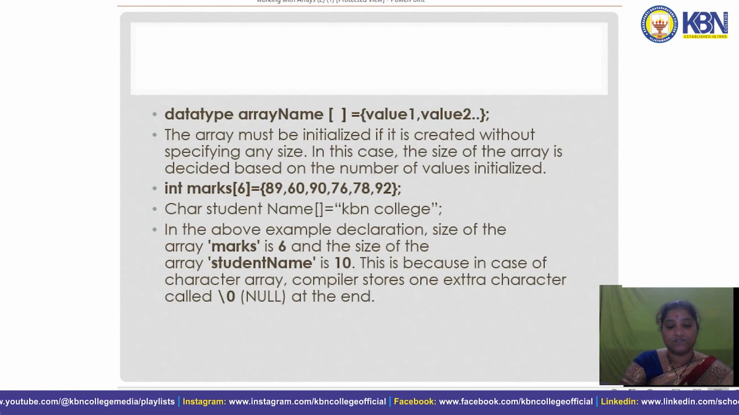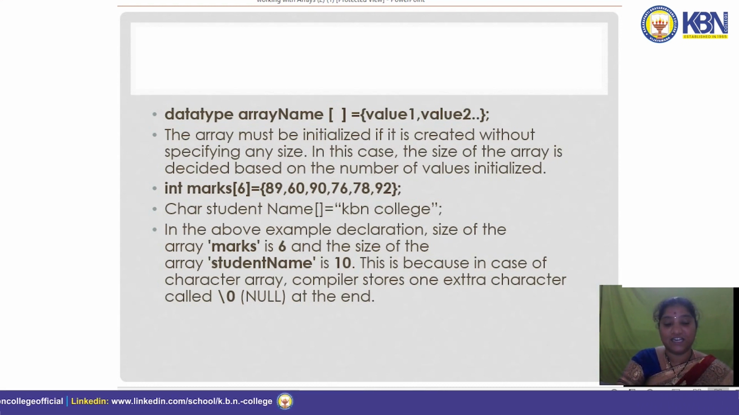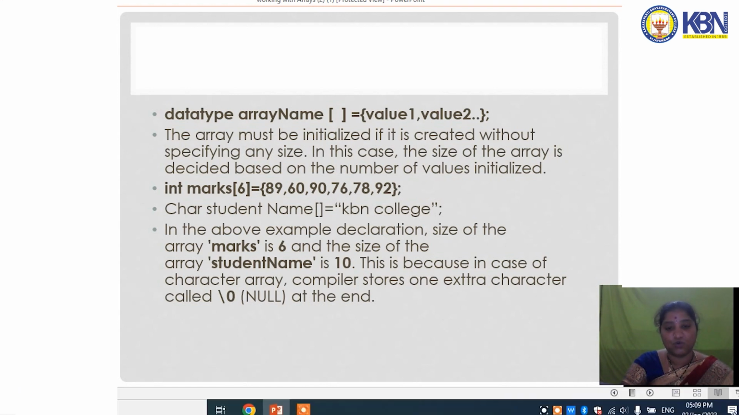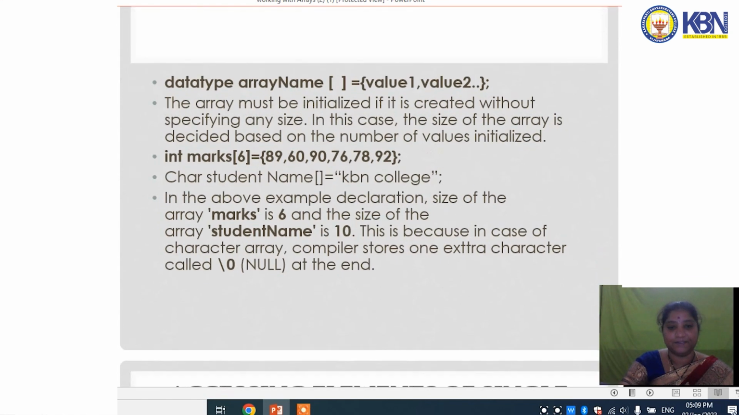So for the marks of the students, it is char student name equal to the name. In the above example, the declared size of the marks array is 6 and the size of the student name array is 10. This is because in the case of a character array, the compiler stores one extra character called \0 at the end.